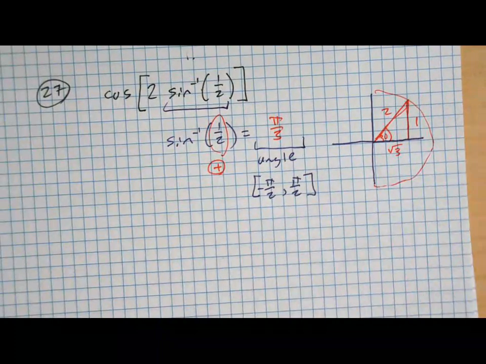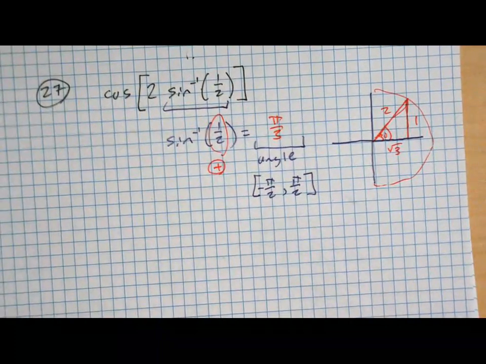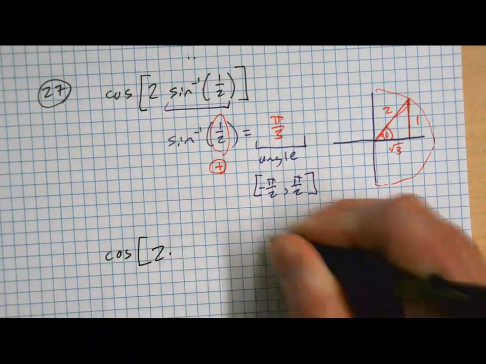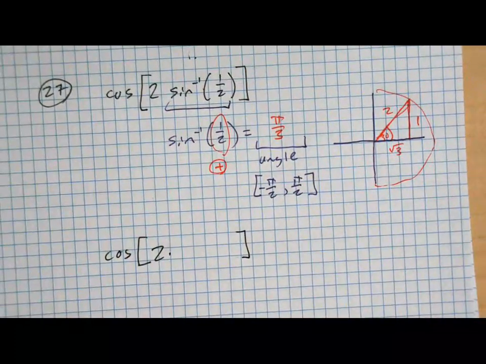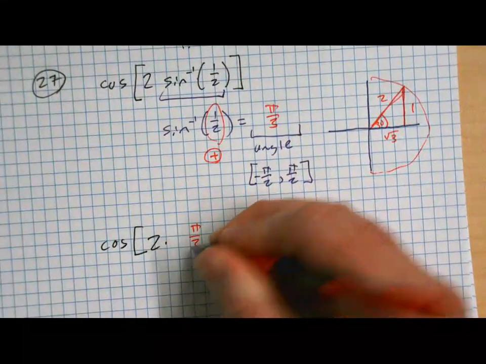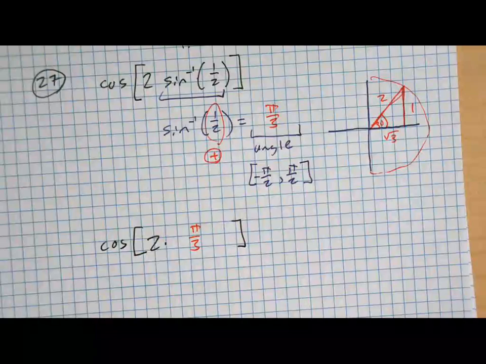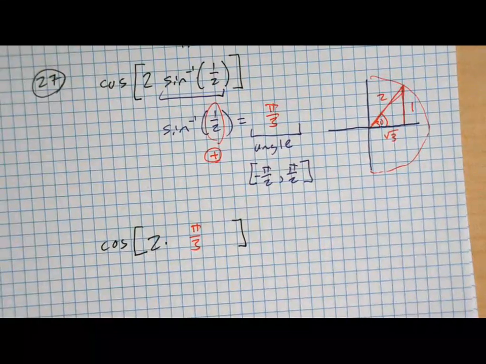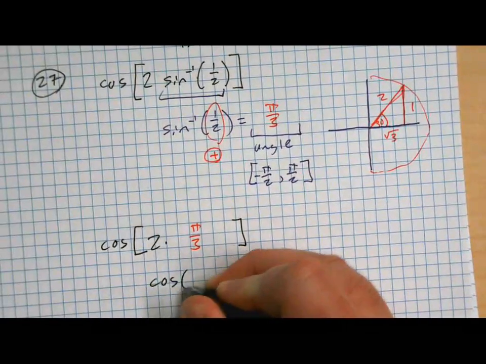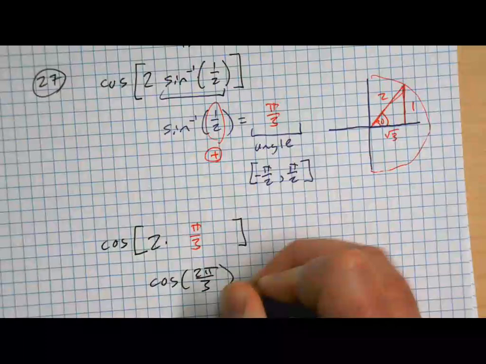All right, so that takes care of that piece. Now we just got to work our way outside. So let me copy down the problem again. It's the cosine of 2 times the sine of a half. But now I know that the sine of a half is pi over 3. So multiplying that times 2, that's the cosine of 2 pi over 3. And I just need to work out what this is.